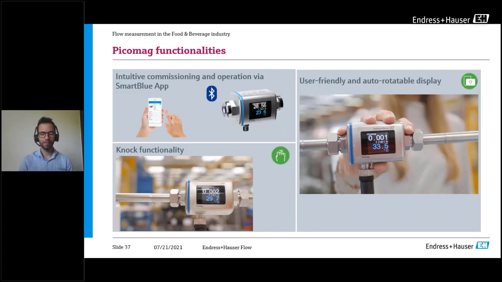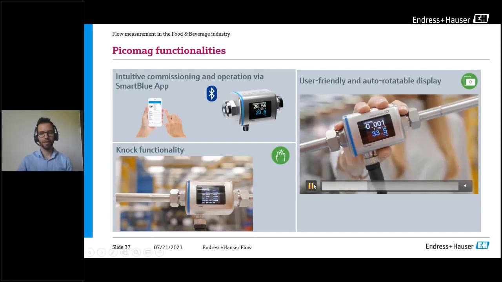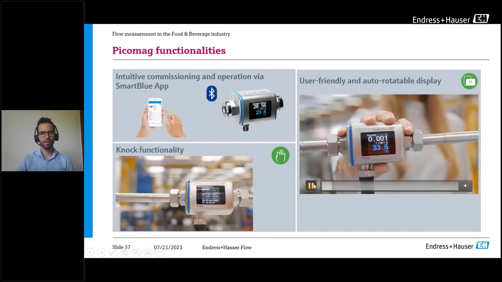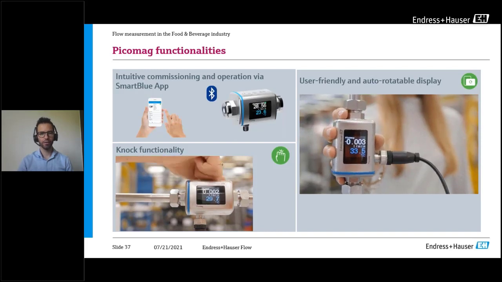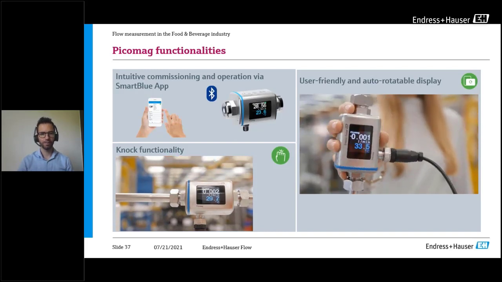The second function of this knocking is when you turn Bluetooth off, somehow you need to turn it on, and the way to do it is also with knocking. And like Proline 10, it also adjusts automatically, if you want it, depending on whether it's installed vertically or horizontally.